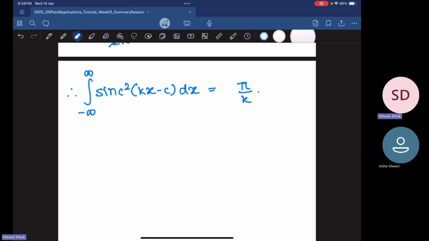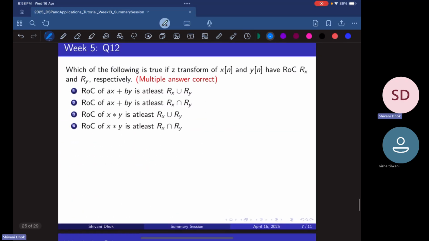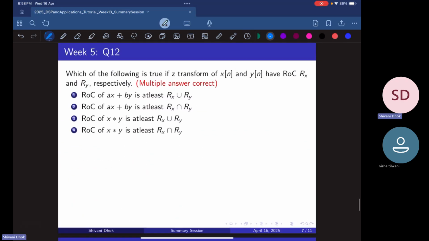Okay, if it is clear, then let me move on to the next question. This is from week 5, question number 12. Which of the following is true if the Z transforms of x and y have regions of convergence Rx and Ry respectively?